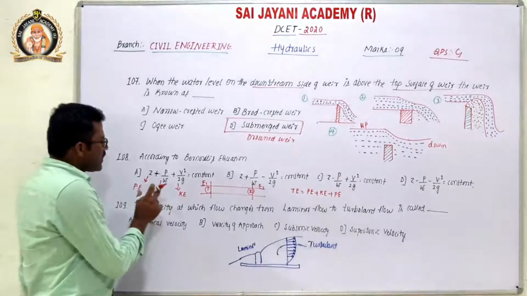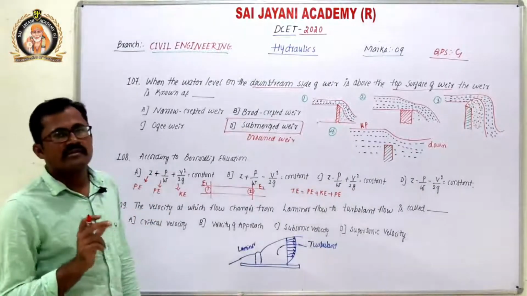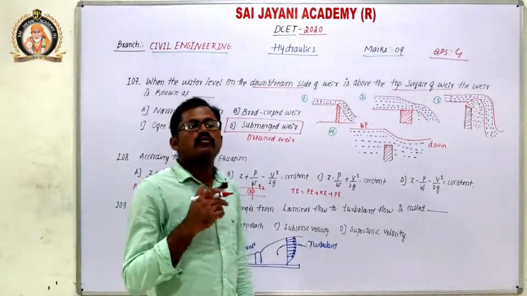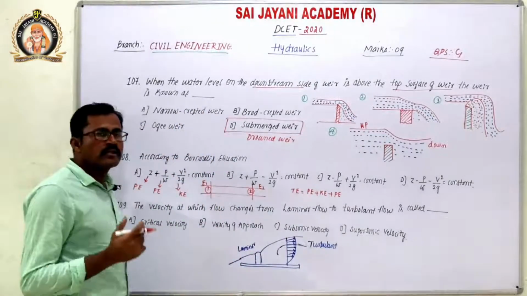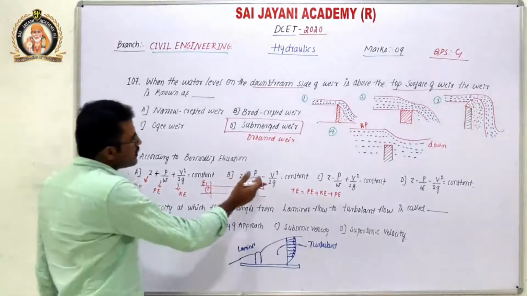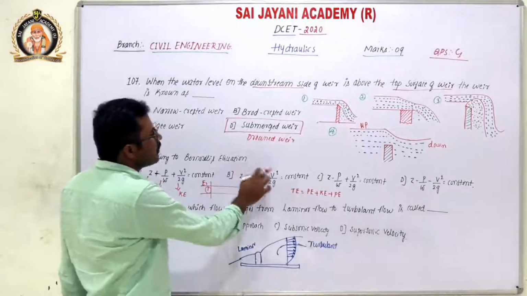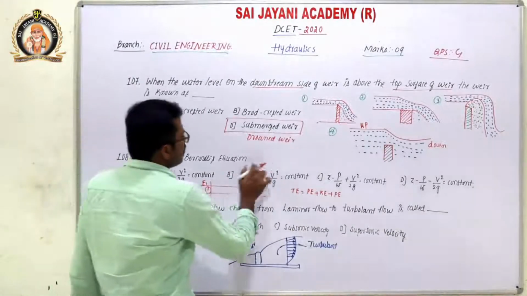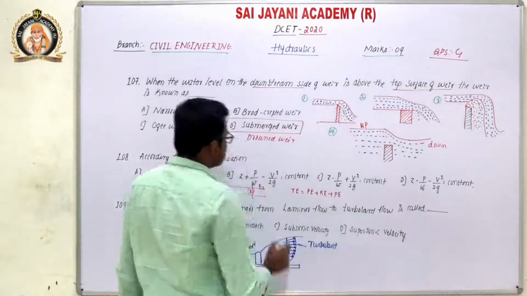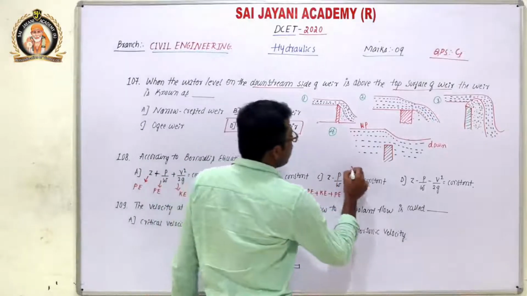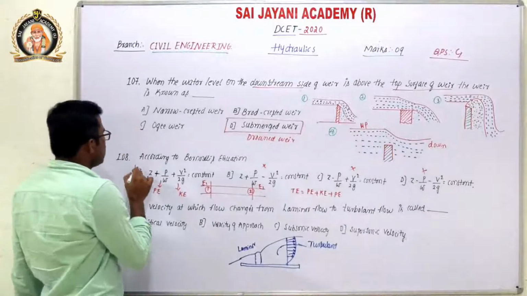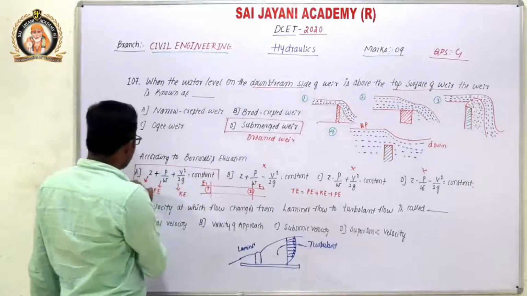As per the statement, it is the sum. So we have to add all three energies: pressure energy, potential energy and kinetic energy. But in the option there is a minus. It is not the summation, it is the subtraction. Option C is also subtraction, option D is also subtraction. This is not a valid option. It is the sum of pressure energy, kinetic energy and potential energy.